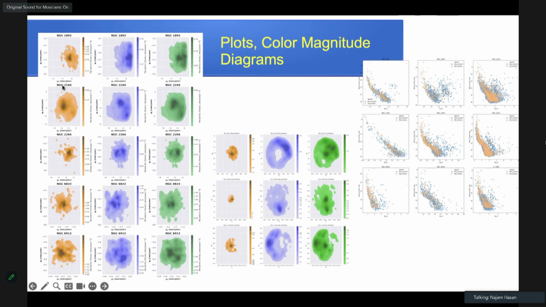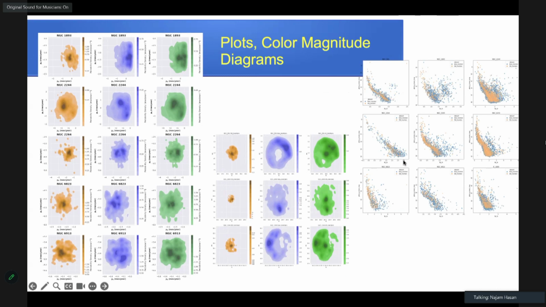And what we notice is the ones in orange are the Cantat-Gaudin members, the ones in blue are the additional members which we found. As you can see, in some of these, we can see substructures in their velocity space as well as in the position space. For example, in NGC 2264, Cantat-Gaudin sees it only as a single cluster, but in the velocity space, we are seeing substructures in that. And so is the case for some other clusters.